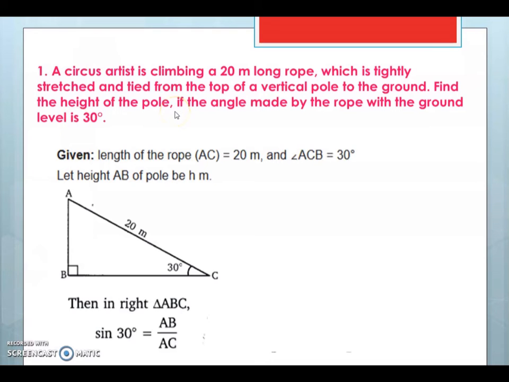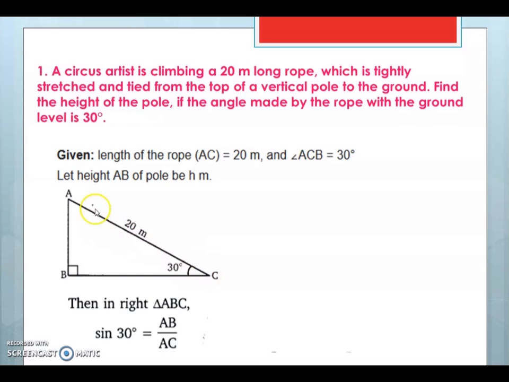Okay, so a circus artist is climbing a 20-meter long rope which is tightly stretched and tied from the top of a vertical pole to the ground. So we will assume AB to be the pole, the vertical pole. Now since it is a vertical pole, the angle between this pole and the ground will be 90 degree. So angle B is 90 degree. This is the point A on top of the pole from where the rope is tied, and this is the point C on the ground.